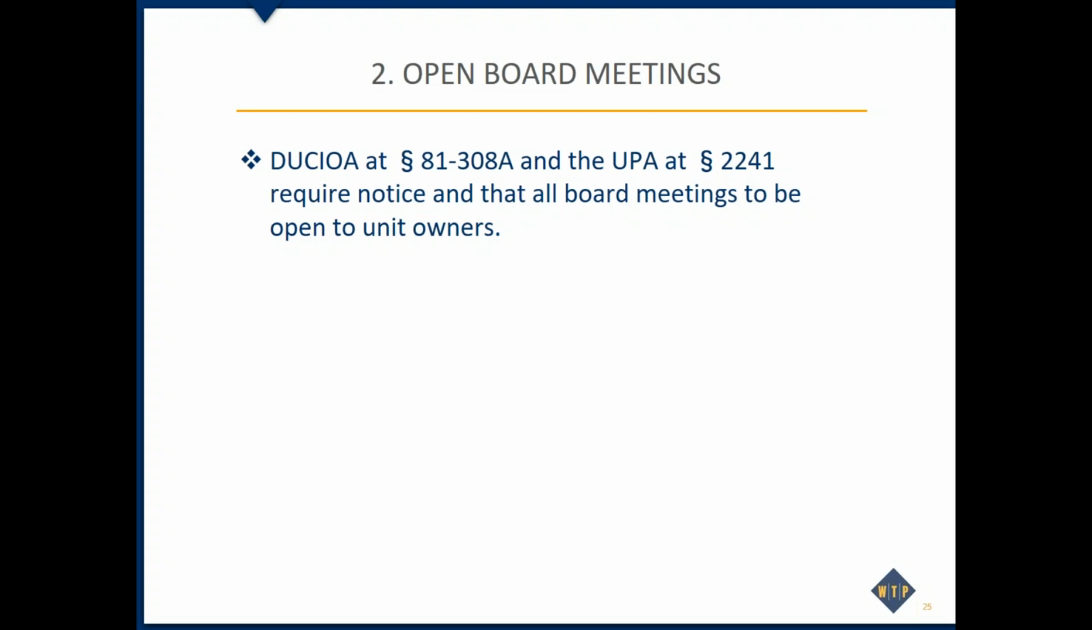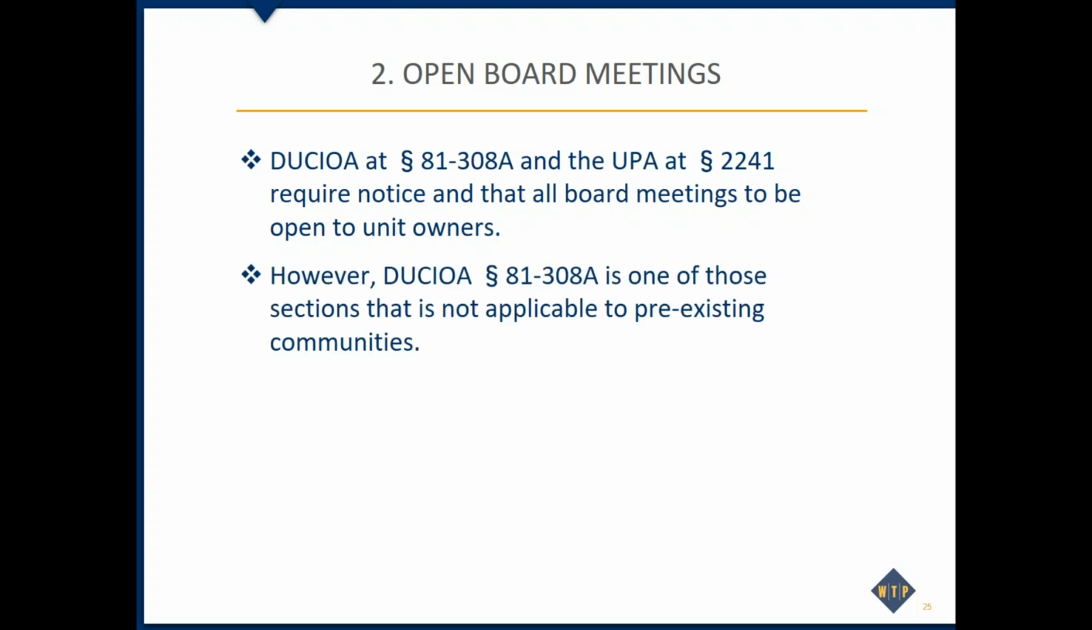Okay, so if you were an old condo, you always had open board meetings. If you were an HOA, up until this statute was adopted, you may not have had a statutory requirement to have an open board meeting. But here's what happens. 308A is one of those sections I just covered that is not applicable to pre-existing communities. So look at it this way. Here's how I would do it as a rule of thumb.